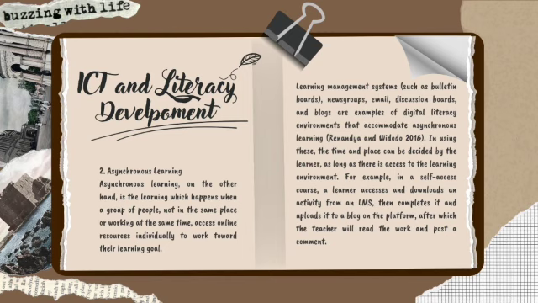In using this, the time and place can be decided by the learner as long as there is access to the learning environment. For example, in a self-access course, the learner accesses and downloads an activity from an LMS, then completes it and uploads it to a blog on the platform. After which, the teacher will read the blog and post a comment.